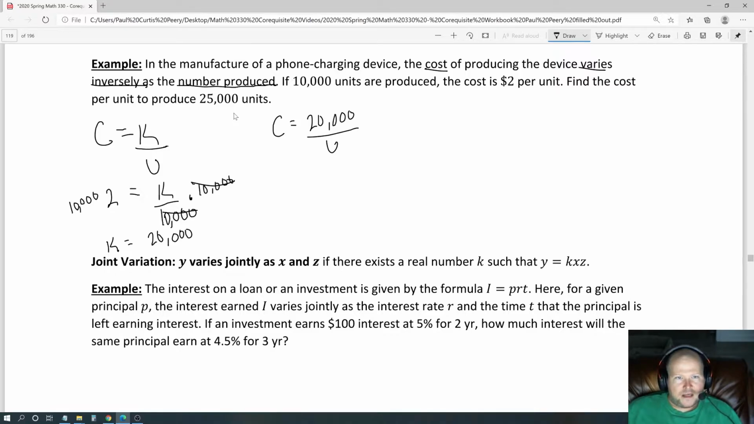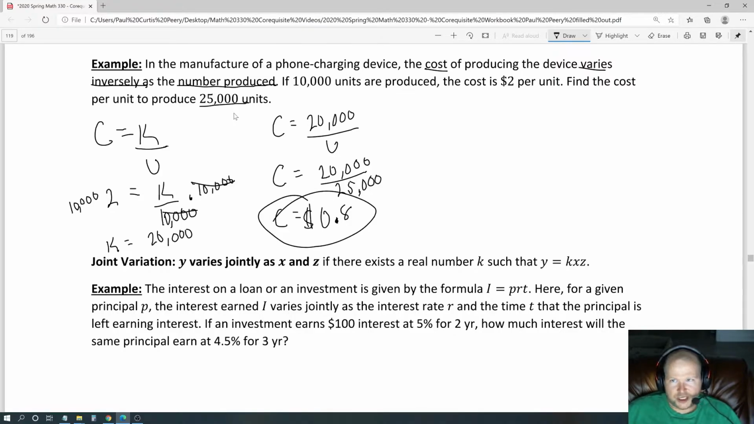Okay. Now they give us some new information. Now they say, well, we're producing 25,000 units. So what is the cost when we produce 25,000 units? And that cost, right, is going to be $0.8. So it costs $0.8 per unit in this case right there.